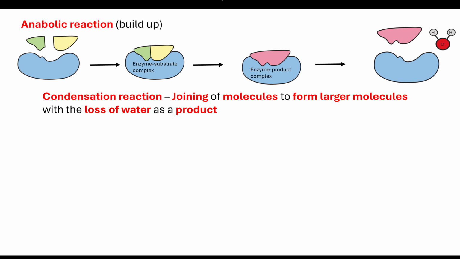Now remember, because it's condensation, there is a loss of water as a product. So if we were talking about our saccharides, the glycosidic bond is formed through a condensation reaction, therefore water is lost as a product. If we're talking about our polypeptides, our amino acids are joined together by a peptide bond through the condensation reaction, and water is lost as a product. If we're talking about our lipids, it's our ester bond.